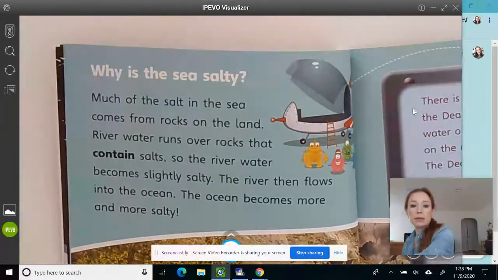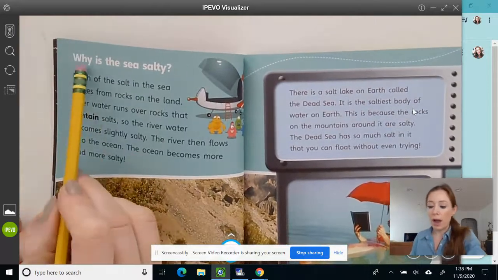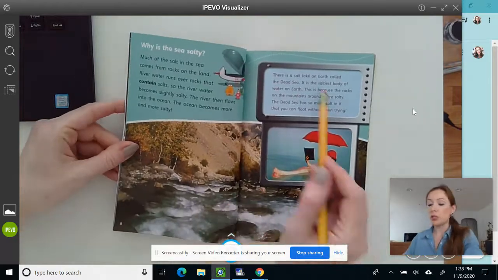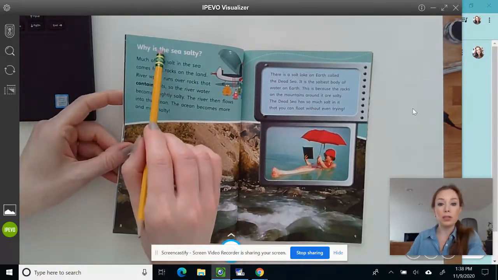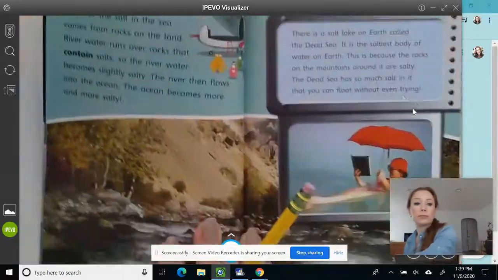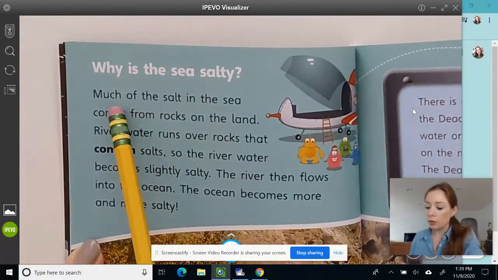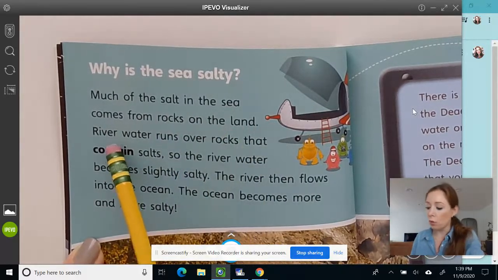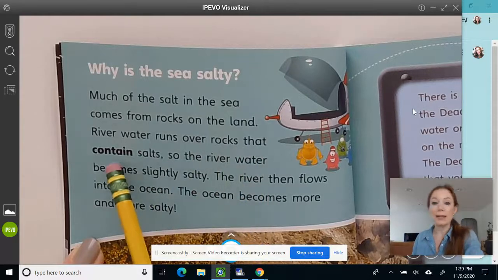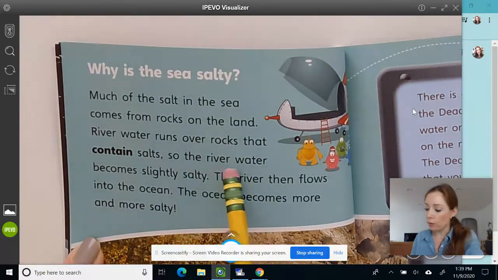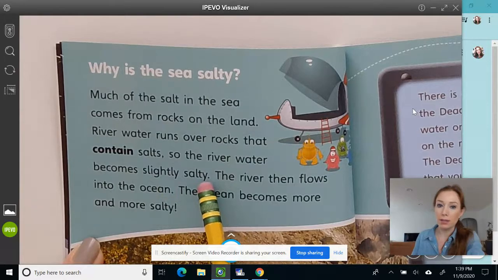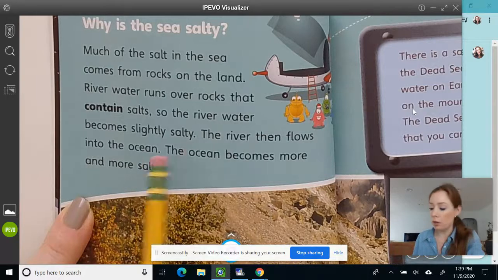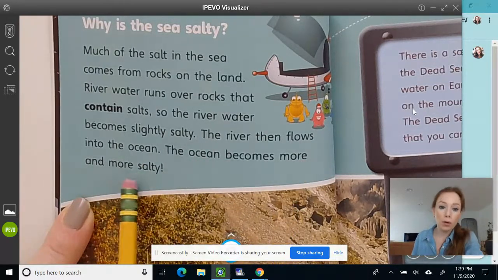Now, this next question asks, why is the sea salty? So everything that we're going to read on these two pages is going to be addressing this question about the salt. Much of the salt in the sea comes from rocks on the land. River water runs over rocks that contain salts. So the river water becomes slightly salty. That means just a little bit. The river then flows into the ocean. The ocean becomes more and more salty.